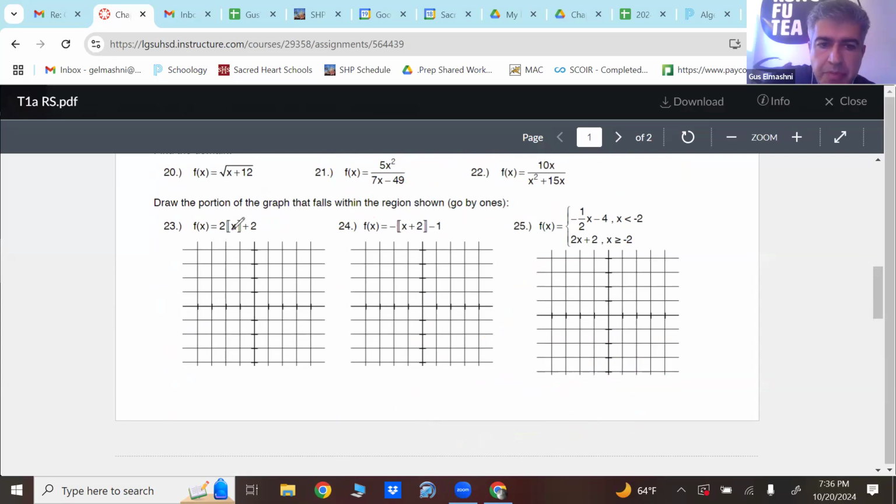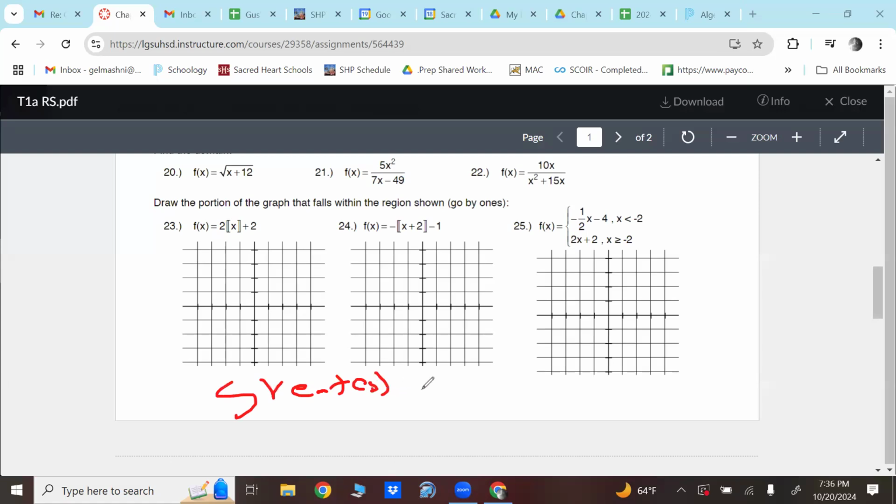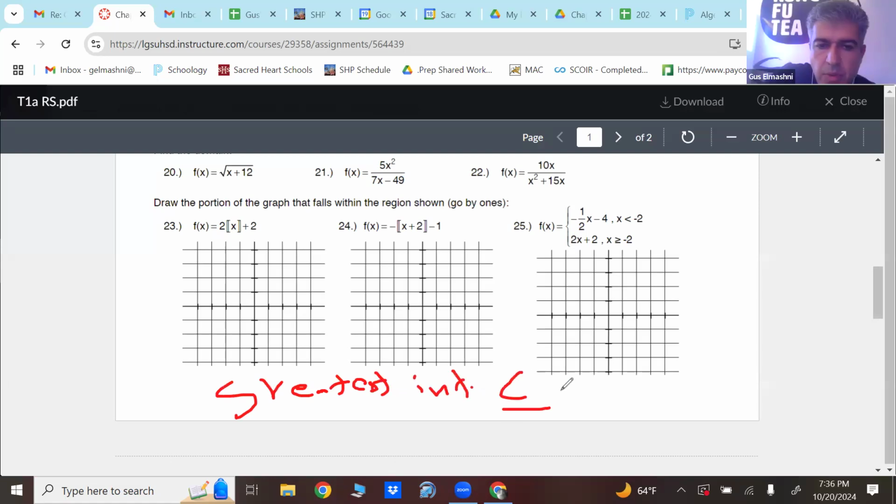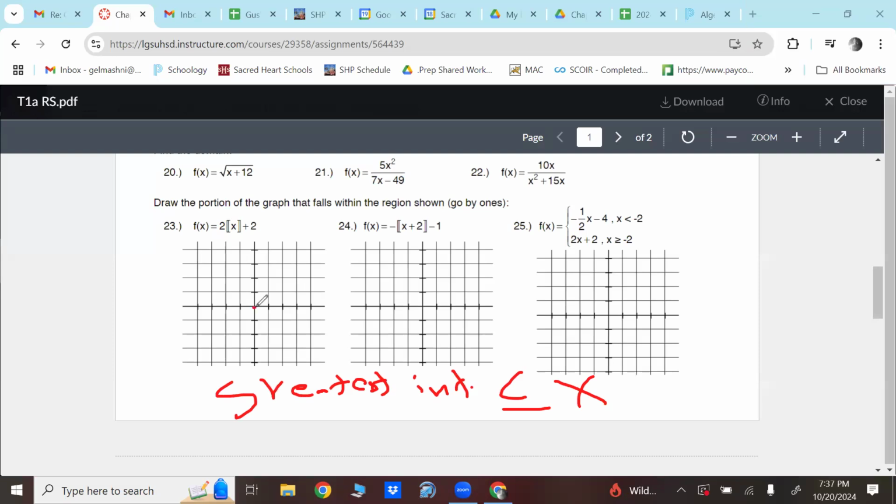So, for example, if I plug in 0, you get 0, because it's basically the greatest integer less than or equal to x. If I plug in 0.1, what's the greatest integer, or whole number, that's less than 0.1? Well, 0, of course. Until I get to 1, then it jumps. Then it jumps. Then it jumps.